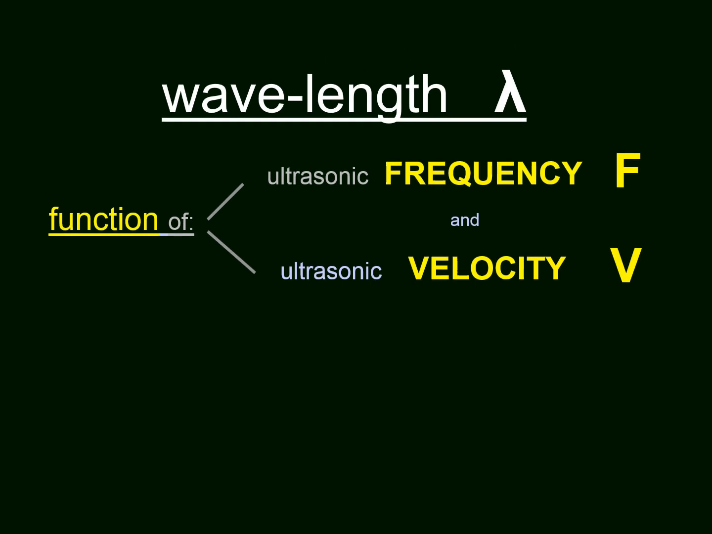The wavelength lambda plays an important role. It is a function of the frequency of ultrasound, F, and also a function of the velocity of ultrasound in the medium, V. And here is a formula that we should remember. Lambda is directly proportional to velocity and inversely proportional to the frequency.